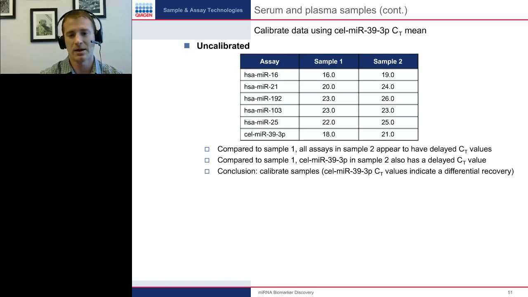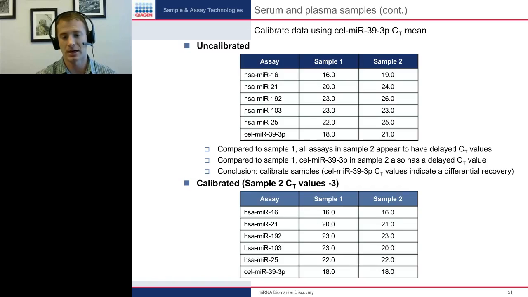So if you look at an example here, sample 2 versus sample 1, all assays in sample 2 appear to have a delayed CT value. But at the same time, C. elegans miR-39-3p also has a delayed CT value. And your conclusion is that you should calibrate your samples because the C. elegans is indicating a differential recovery. So how should you calibrate this?